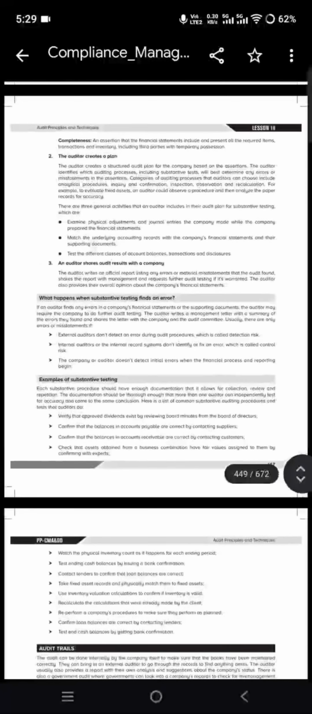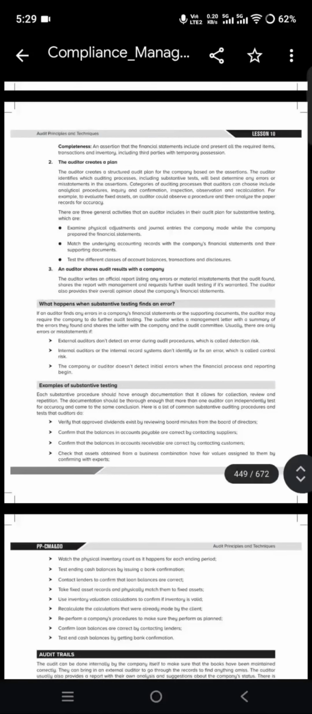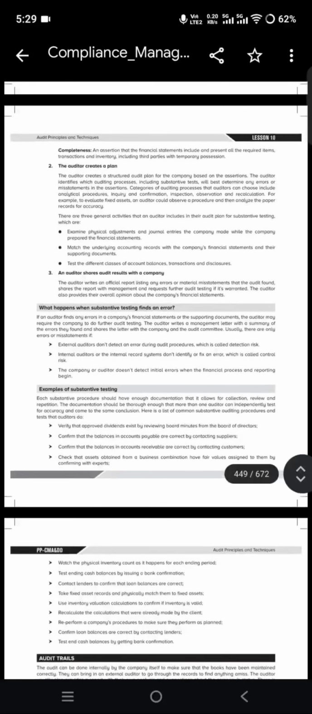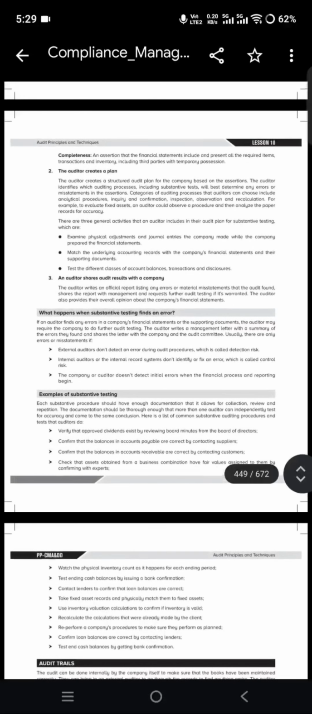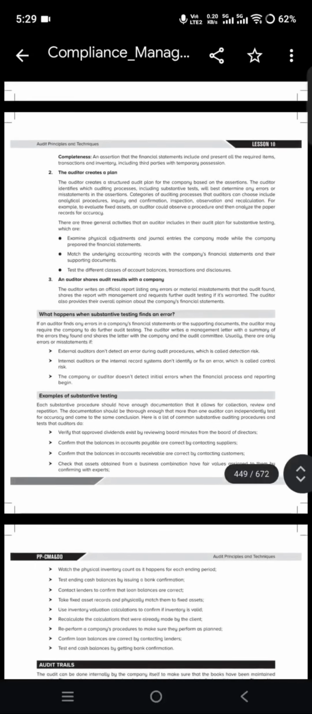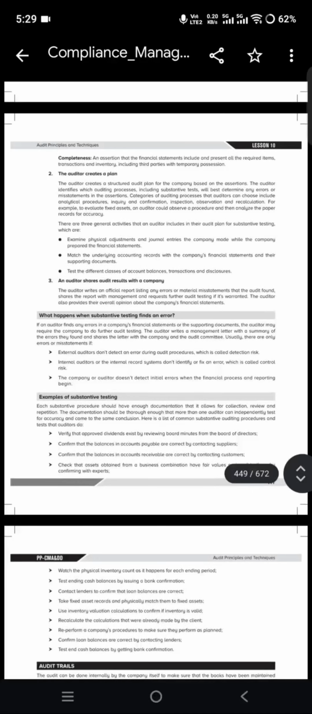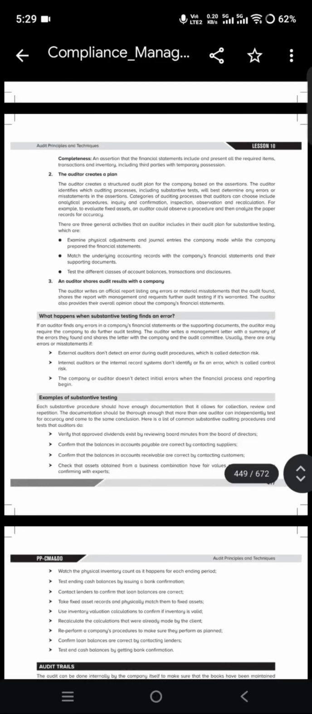And there are a few examples of substantive testing: verify, confirm, check. Next, audit trail. In this, rule 3 is very important. So an audit trail can be done by three. First, internally by the company itself, or they can hire an external auditor. Even the government also. The government will do a government audit to look into the company's records to check for mismanagement of funds or tax evasion. So three: first, internally by the company, or they can hire an external auditor, or government audit.